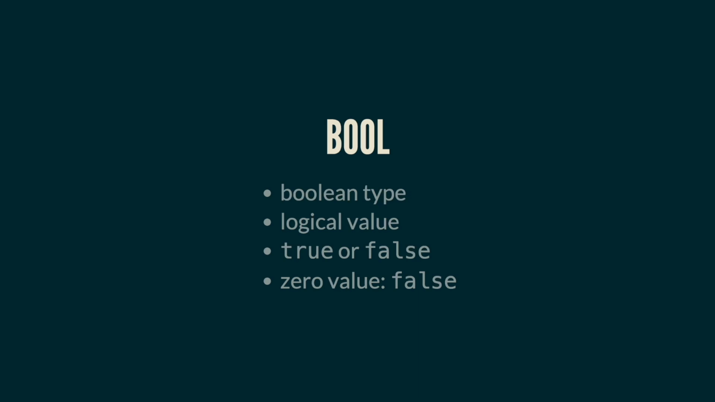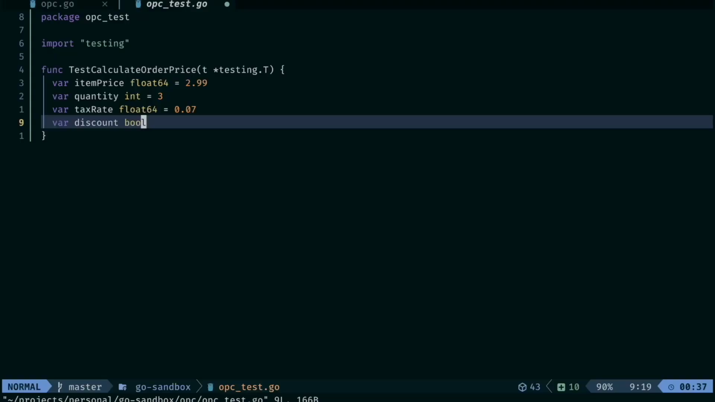Bool data type stands for boolean and it represents a logical value. A variable with this data type can only have two values, true or false. In our case, true means that there is a discount and false means there is no discount for the order. The zero value of bool type in Go is false. In our first test case, we will get an order price with a discount, so let's initialize variable discount with value true. Wonderful, we have all variables for all 4 parameters of function calculate order price.